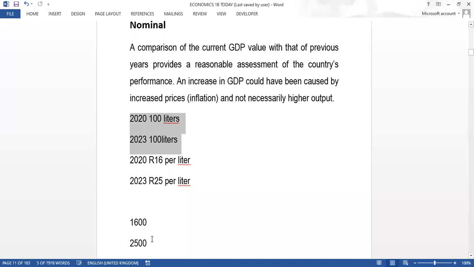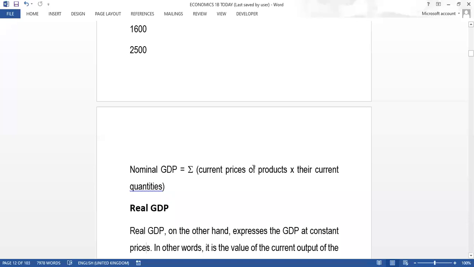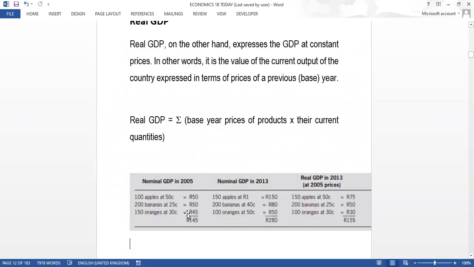Nominal GDP simply calculates the value of gross domestic product by the current prices of the products within that particular time. As a result, it would not accurately reflect whether we're growing or shrinking as an economy, but would be reflecting the inflation in the prices. But when you're looking at real GDP, we're looking at the base year prices. We're no longer looking at the prices that are there currently, but we aggregate the prices based on a base year.